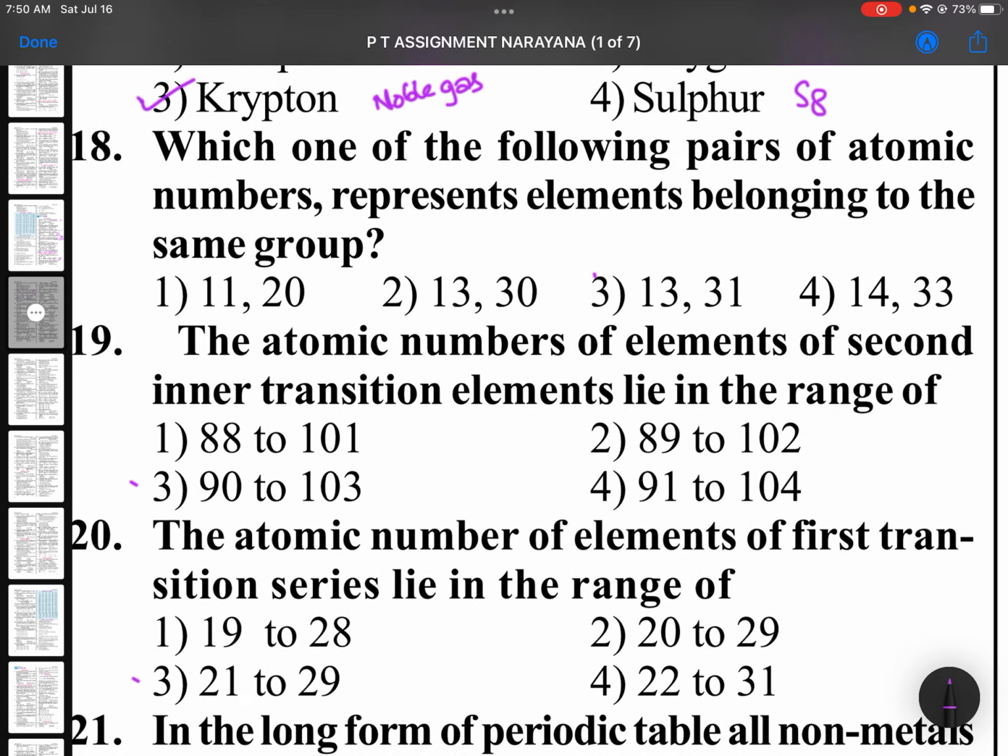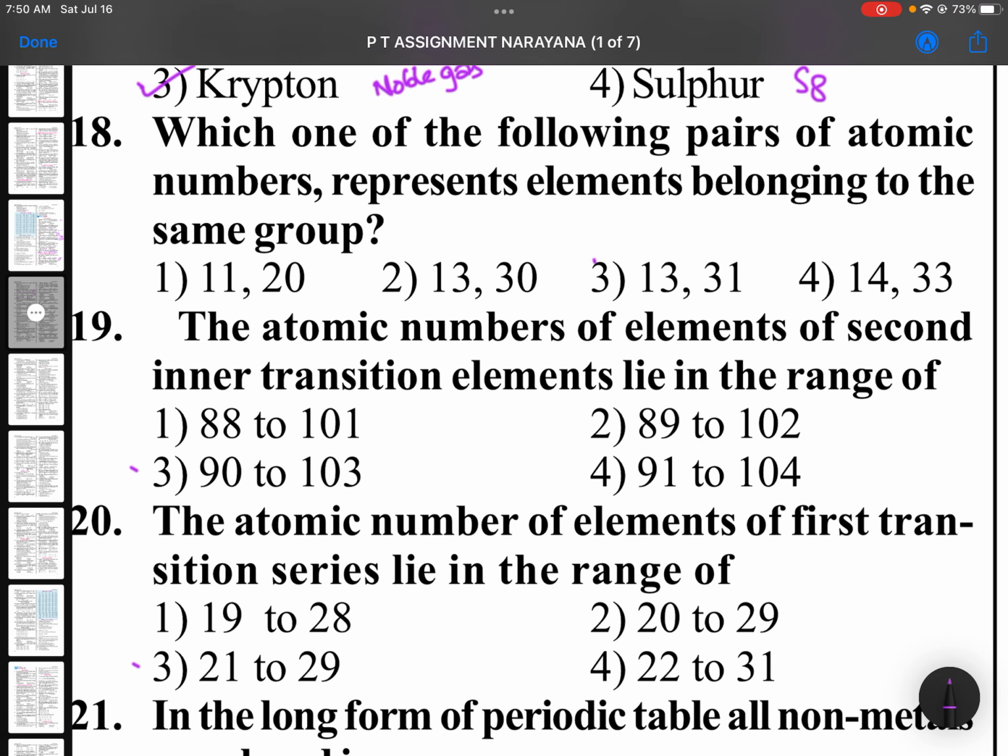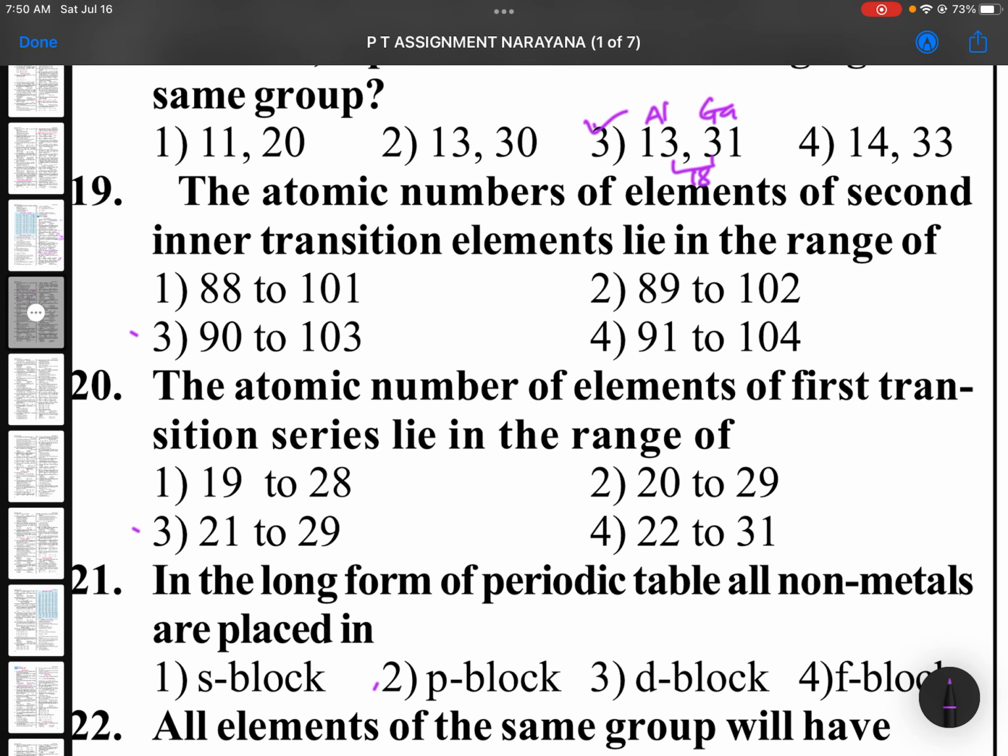Which one of the following pairs of atomic numbers represents the elements belonging to the same group? This is aluminium, this is gallium, having a difference of 18. You can check 18 difference. The atomic numbers of elements, second inner transition elements, lie in the range of... Second inner transition means actinoids. Actinoids numbers are 90 to 103, thorium to lawrencium.